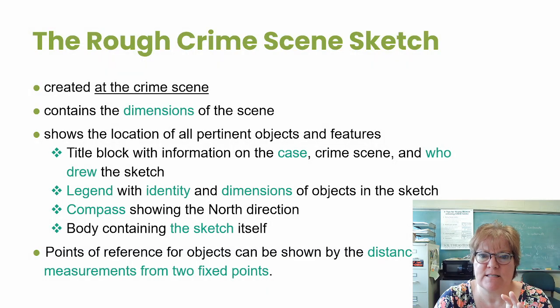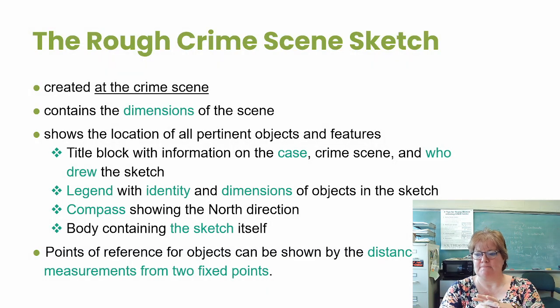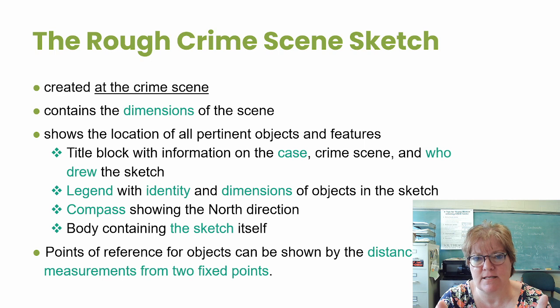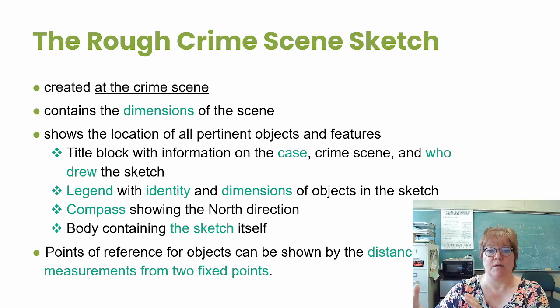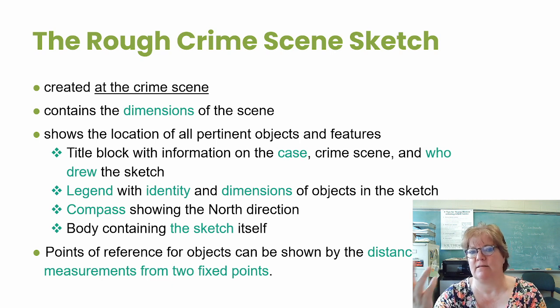Some of the important things that need to be there is the dimensions of the scene, so it has to be measured. The crime scene sketch, the rough sketch, should be done on site. So when you leave the scene, there's already a crime scene sketch. It should have a title block with the important case information. If we have a beautiful picture, but you don't know what case it relates to, it's not helpful. So it should show the date and time, the investigator, and the basic labeling of the crime scene.